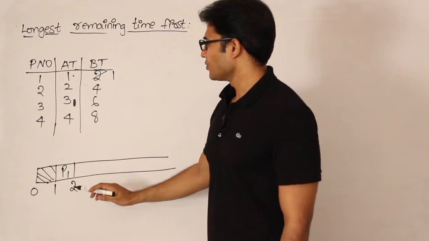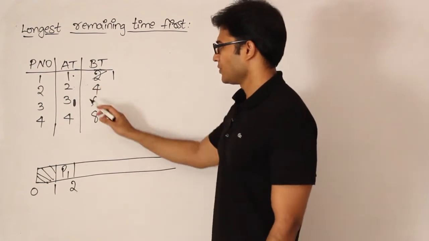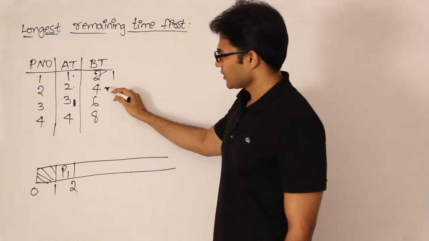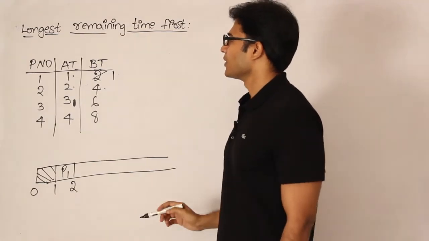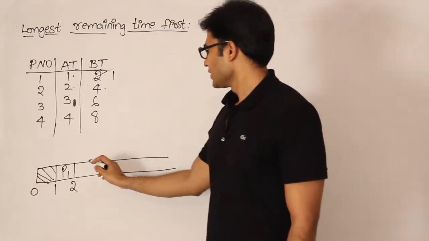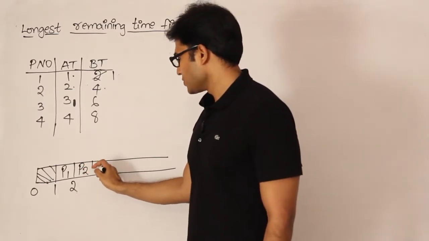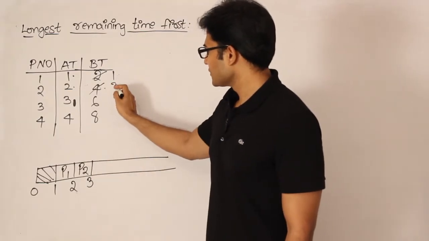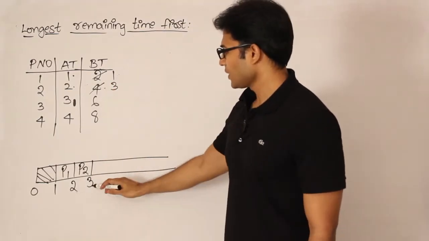Now at time t equal to 2, we got one more process available, which is P2, and its burst time is 4. Now among these two burst times 1 and 4, it is clear that 4 is longer. Therefore I am going to schedule P2 first, and run it for one more unit, and now its remaining burst time will become 3. Now the time is 3.